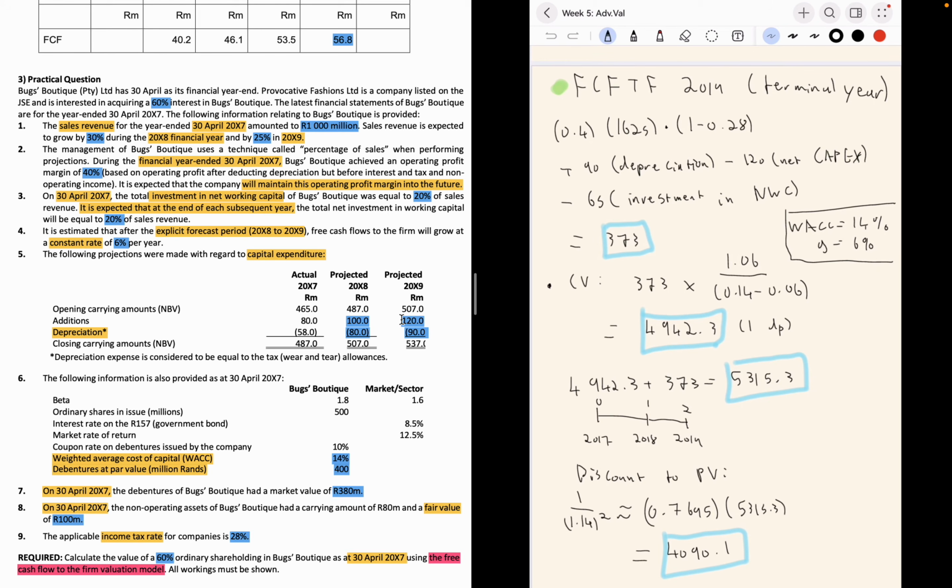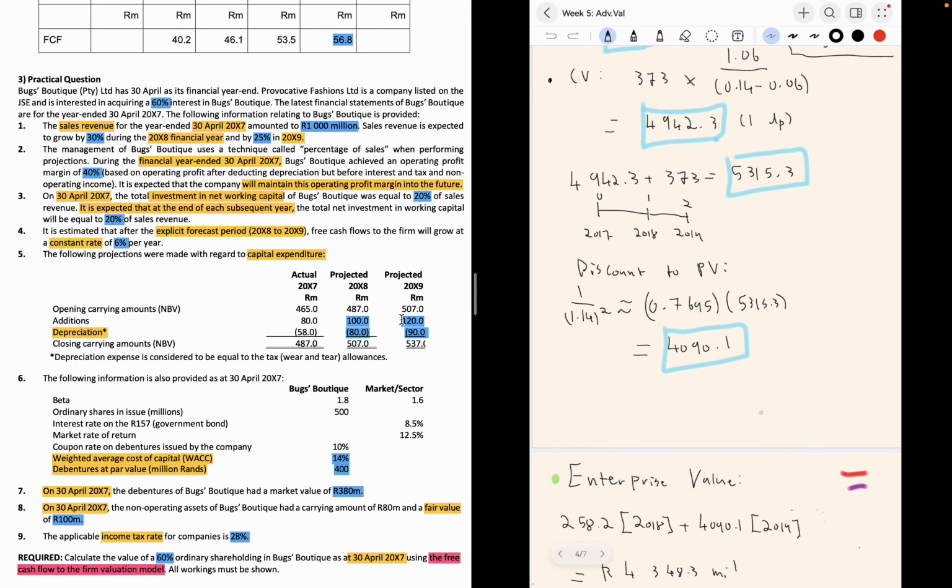Just a note here, you could make a mistake with the calculations if you just say 5,315.3 divided by 1.14 squared, because in the calculations that they have in the memo, they have rounded off the discount factor. So you say 1 over 1.14 squared, that is equal to, to 4 decimal places, 0.7695, and then you multiply that by 5,315.3 to get 4,090.1. So just take note of that.